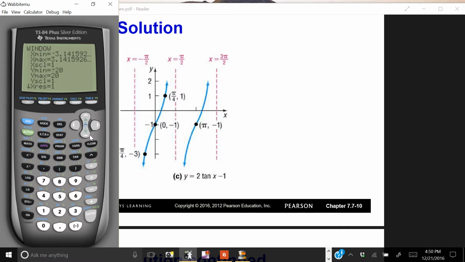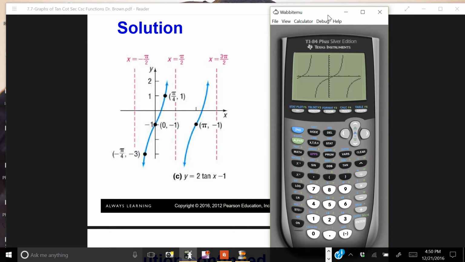And since the function could get pretty large, I would go from minus 10 to plus 10 on the y min and y max, and then hit graph. And notice we see the graph is down by 1 at x equals 0. And then we see this other part here. And the period is still pi. And this will repeat every pi radians.